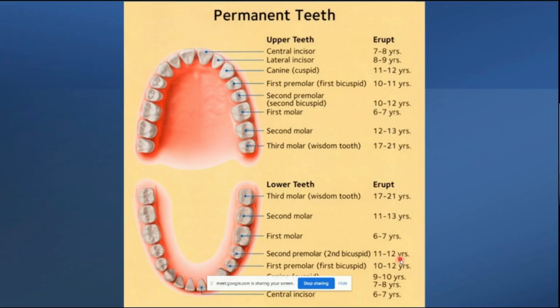Okay, and the first molar, of course, comes out at the same age as your incisor, and the second molar comes around 12 to 13 years in case of upper, and 11 to 13 in case of lower. So lower comes first. Almost all the teeth come before their upper counterparts, and the last teeth to erupt are third molars, that is at the age of 17 to 21.